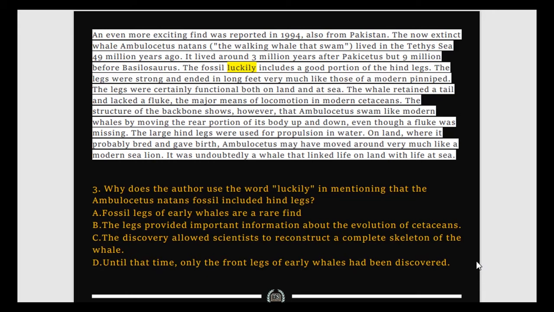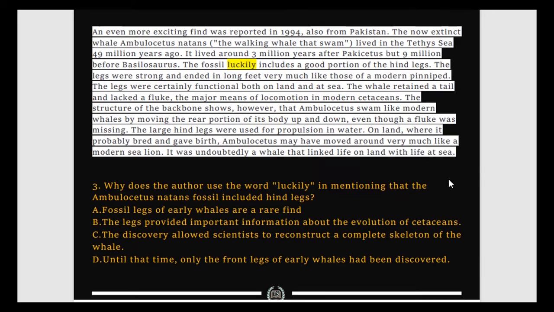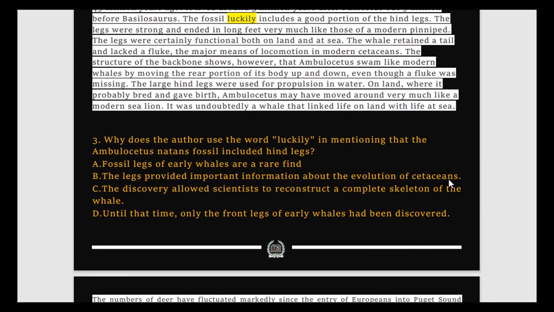It lived around 3 million years after Pakistan, but 9 million before Basilosaurus. The fossil luckily includes a good portion of the hind legs. Legs were strong and ended in long feet, very much like those of modern pinnipeds. And then the legs were certainly functional, so he keeps talking about legs.